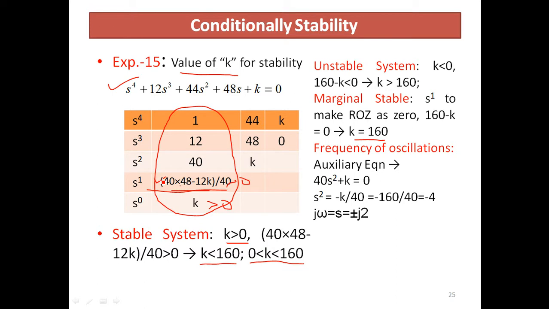Since you have put the first column element of the s raised to power 1 row as 0, the auxiliary equation is 40s square plus k. So 40s square plus k equal to 0. This is the auxiliary equation where k is equal to 160. So s square is equal to minus k over 40, equal to minus 160 over 40, equal to minus 4. On solution, j omega equal to plus minus j2. So frequency of oscillation omega equal to 2 radian per second.